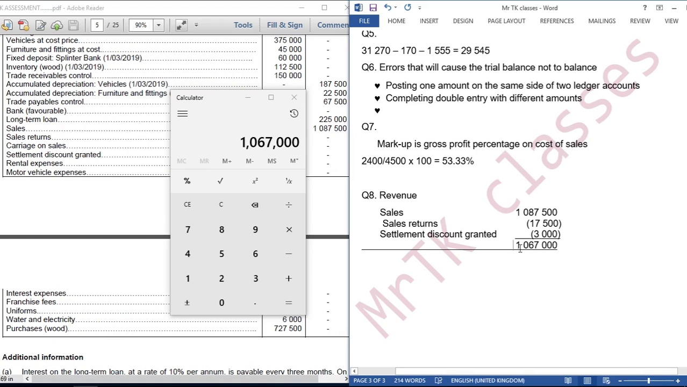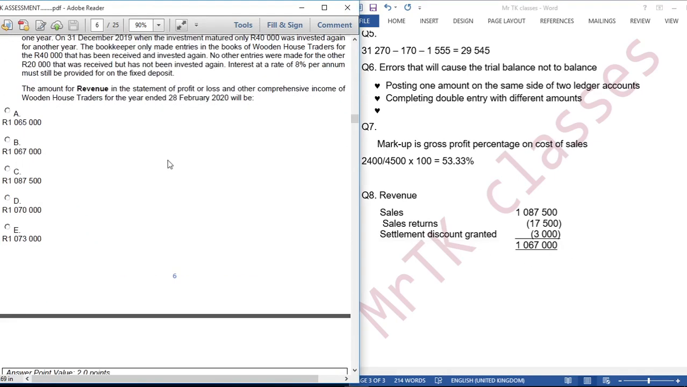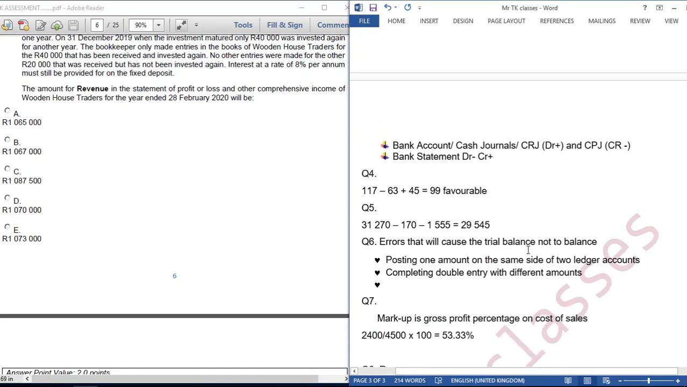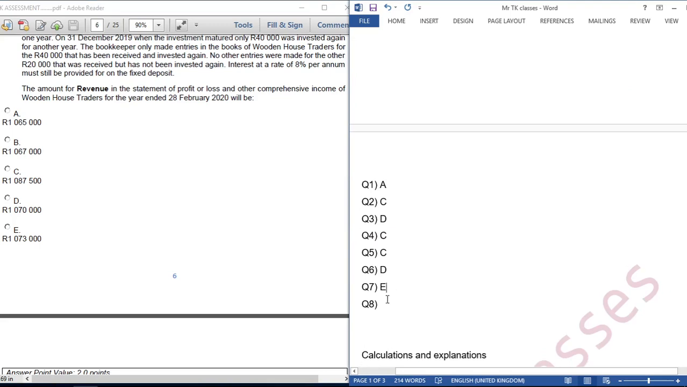1,067,000. All right. So this is our answer. That's what we are going to look for. 1,067,000. Our answer is B for question 8. Then now we move on to question 9.